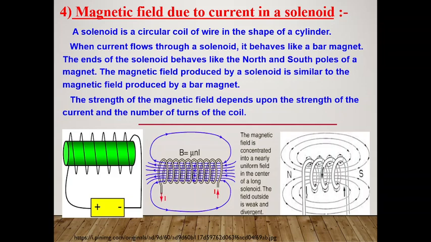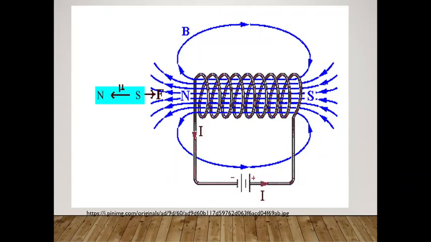The strength of the magnetic field depends upon the strength of the current and the number of turns of the coil. Also, the magnetic field is concentrated into a nearly uniform field in the center of a long solenoid. The field outside is weak and divergent. Guys, this is a picture of how this construction works. I hope it's very simple for you.